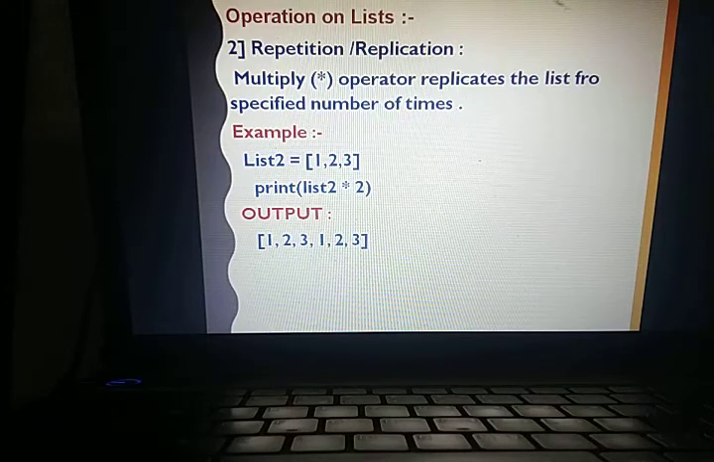Replication or repetition, that means we are repeating the elements of the list. So here you can see print list into 2, so these items will be repeated and they become part of the list.